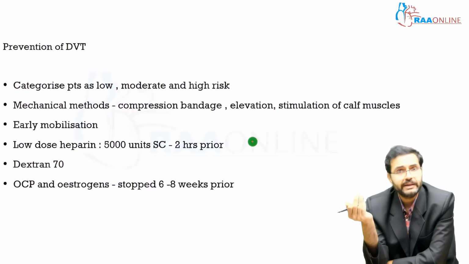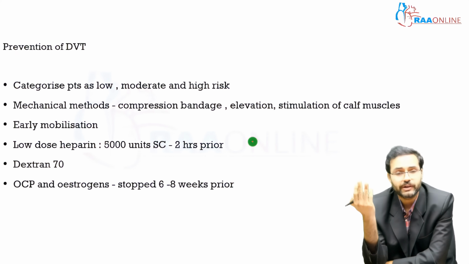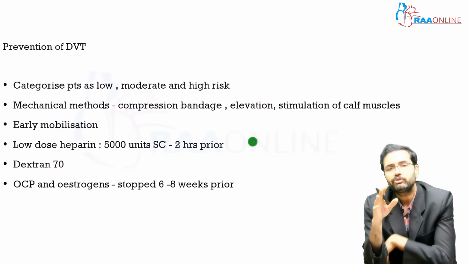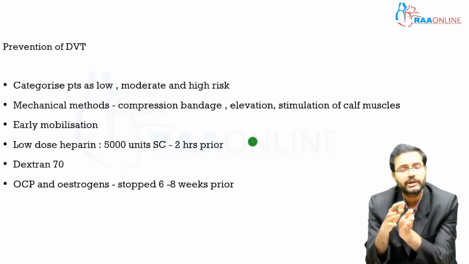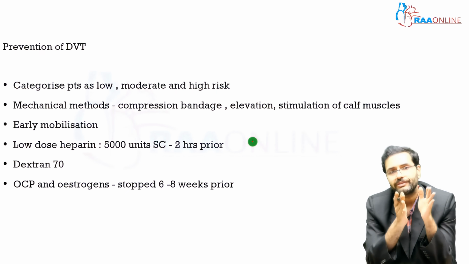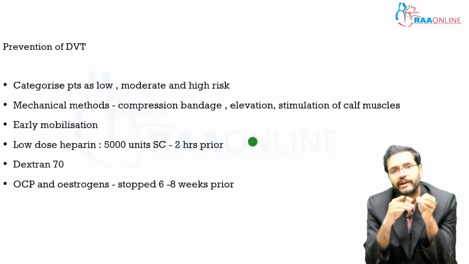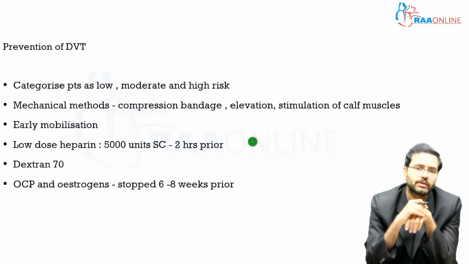So how do we prevent DVT? DVT is a condition which is best prevented because it is very difficult to treat. So the most important thing is to categorize any patient as a low risk, moderate risk or high risk patient. A low risk patient is one who is less than 40 years of age and has undergone a procedure of less than 30 minutes duration.